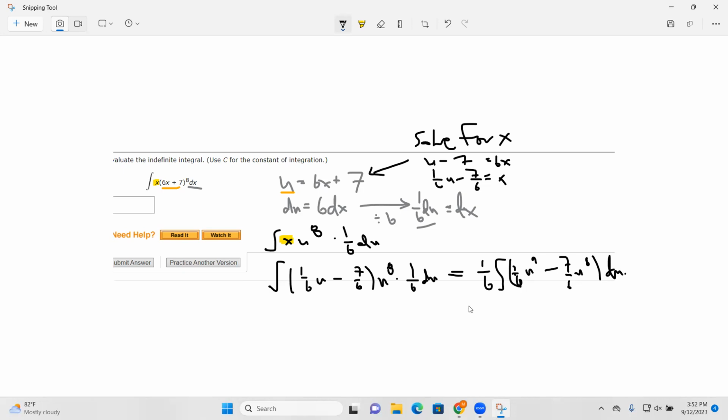But what you can observe is that this integral now is straightforward to compute. We're just utilizing polynomial antidifferentiation, which is only so bad. So as it turns out, we can find the antiderivative here. This 1/6 u to the 9th would be 1/6 times u to the 10th over 10. And then the 7/6 u to the 8th would be 7/6 u to the 9th over 9. And so we can utilize that.